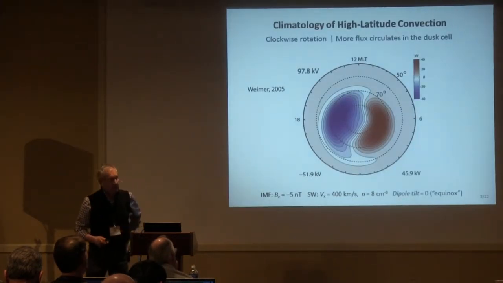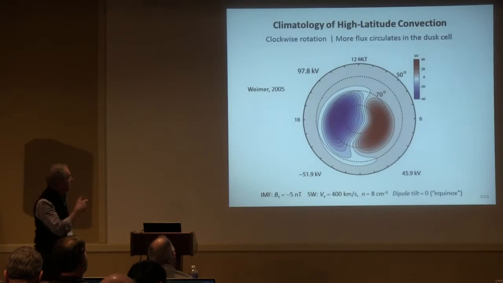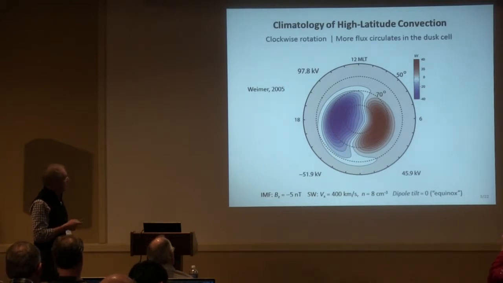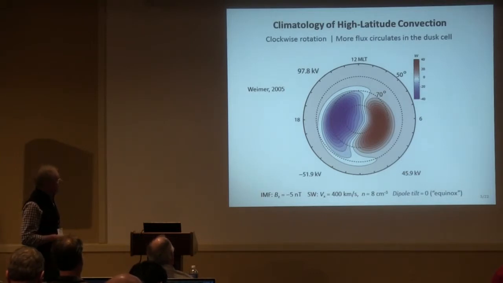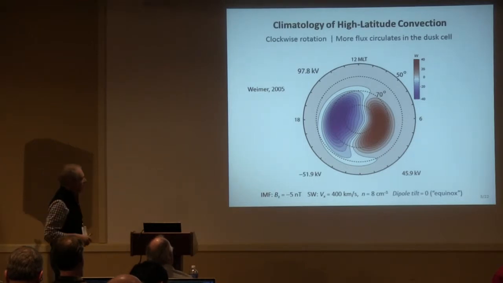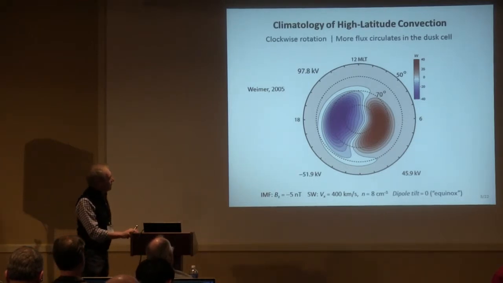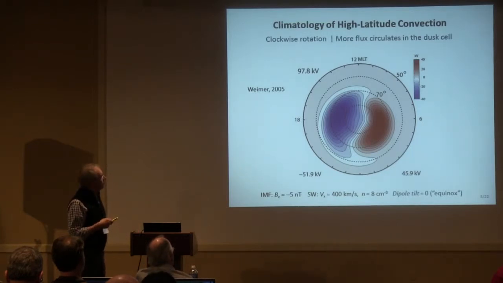Okay, climatology of high-latitude convection. Rod showed some plots yesterday from Dan Weimer, and Rod's absolutely correct that when you look at the state of the ionosphere on an instantaneous or event basis, it really doesn't look like this. But yet this is the climatology that we have. If we look at things in aggregate, then we start to see things like this. And there are two features here that are persistent that I'd like to call your attention to.